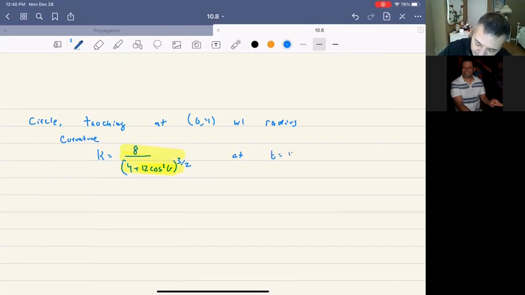What's cosine of pi over 2? Cosine of pi over 2 is 0. So that's going to be 8 over 4 to the 3/2. The square root of 4 is 2, and 2 cubed is 8. So our curvature is 1, so our radius is going to be 1 as well.